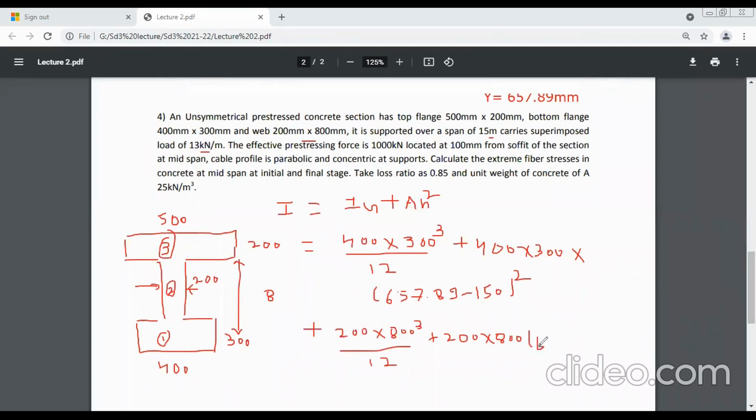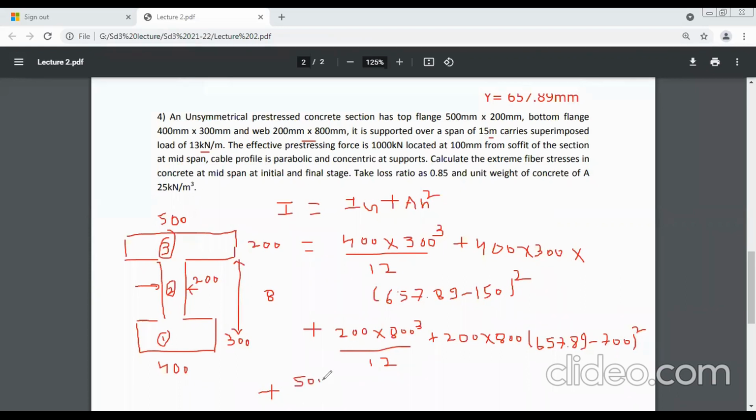So 657.89 minus y2. So y2, 300 plus 400, that is 700, squared. If this gives a minus value, it will automatically become plus because of the square. Okay, because of square. Then plus the third value, the top flange, width B 500 into depth 200.